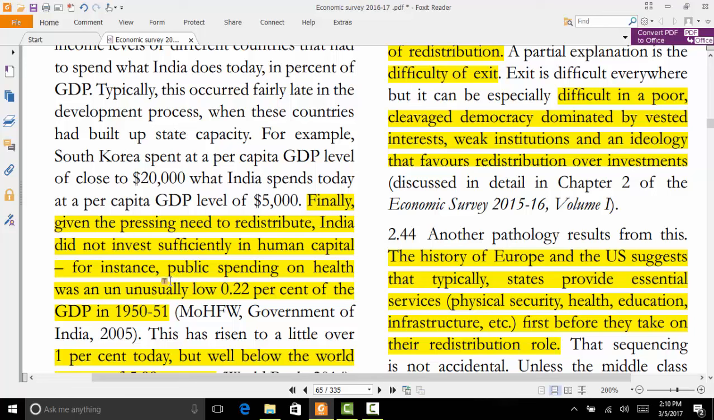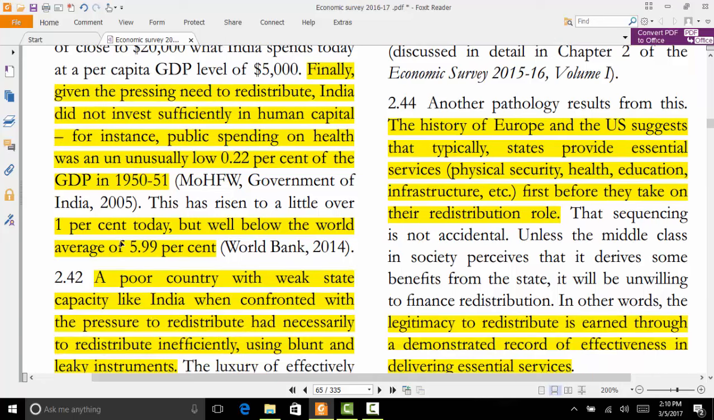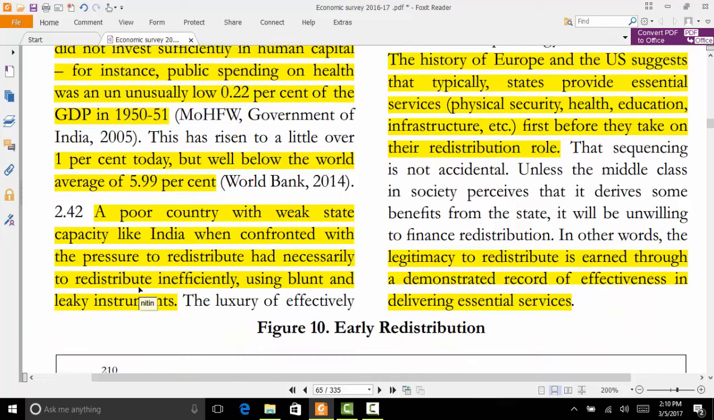At that time, India did not invest sufficiently in human capital. It shows 0.22% of GDP on health and education. Now it's only 1%. So we have not improved over that yet. So 2.4, to summarize this whole discussion: a poor country with weak state capacity like India, when confronted with the pressure to redistribute, had necessarily to redistribute inefficiently, using blunt and weak instruments.